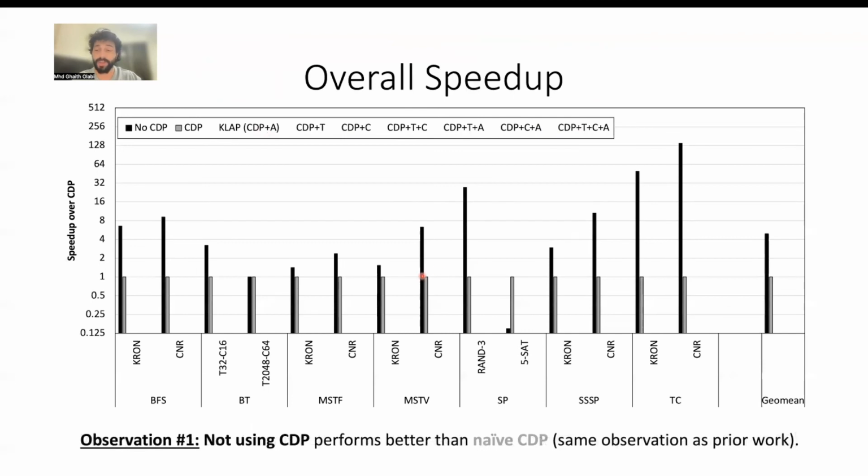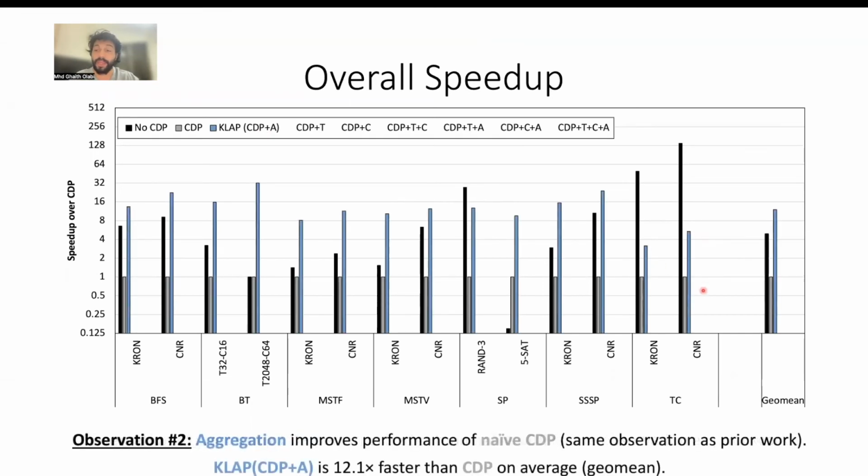Our first observation is that not using CDP at all actually performs better than using CDP naively, which is pretty consistent with all the observations from previous work. If we apply aggregation, it also by itself improves the performance of CDP, which is again the same observation as prior work. So applying CDP plus aggregation is about 12.1 times faster than CDP on average per our evaluation.